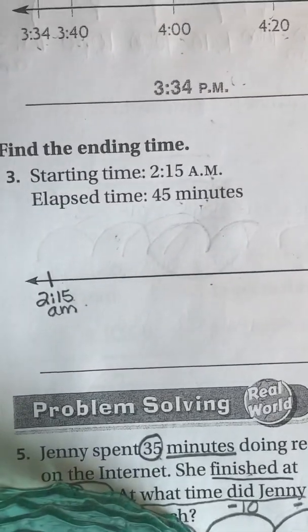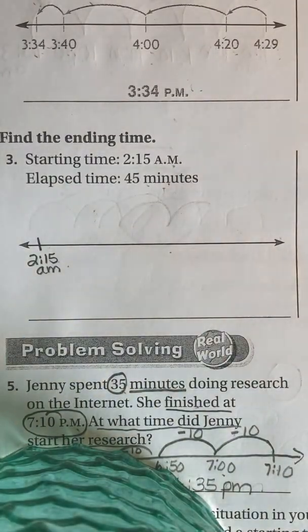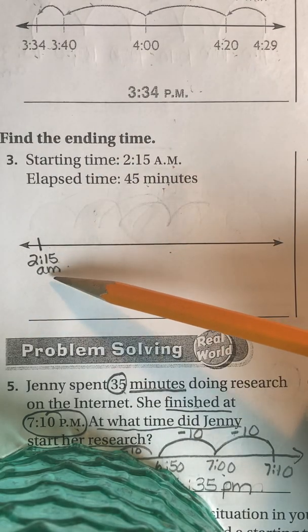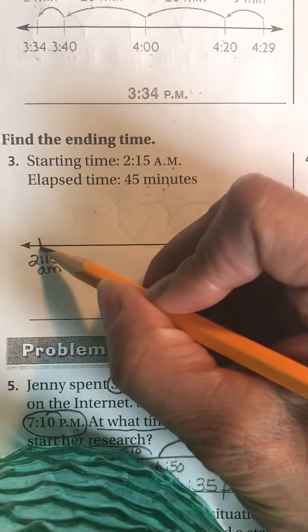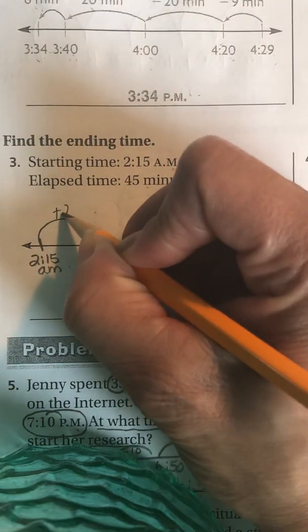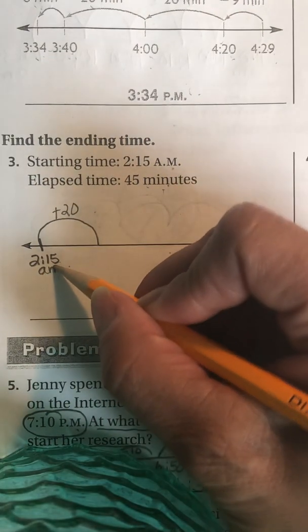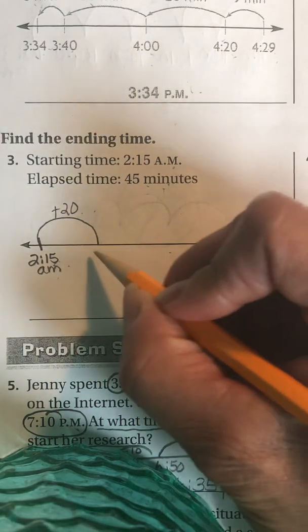Now, number three, we did not do. I started it for you and I asked you to do it on your own. So we're going to go over it now. It says the starting time is at 2:15 a.m. And the elapsed time is 45 minutes. So we have the starting time, so we put that at the beginning of the number line. Now I'm going to count forward 45 minutes. So I'm going to start with, let's say 20 minutes. If I add 20 minutes to 2:15, I have to add the 15 minutes and the 20 minutes together. I'm going to be at 2:35.